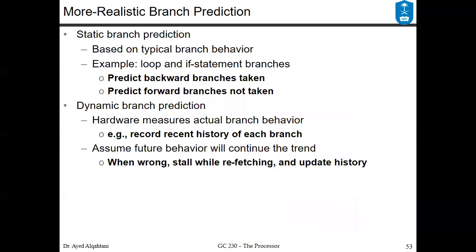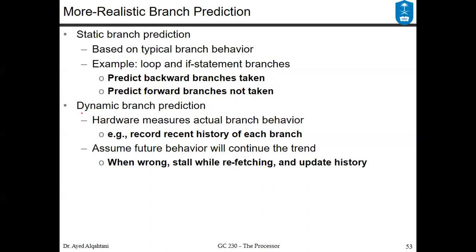Now, a more realistic branch prediction. We have actually two types, the static branch prediction and the dynamic branch prediction. The static, it could be like our example that we said, we predict that all the branches are not taken, or maybe you say that if you are branching backward, predict that the branch is taken. If it is forward, then it is not taken. But both of these examples are static branch prediction.